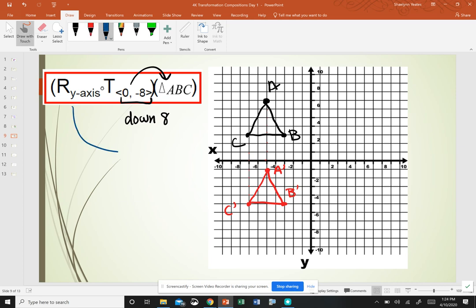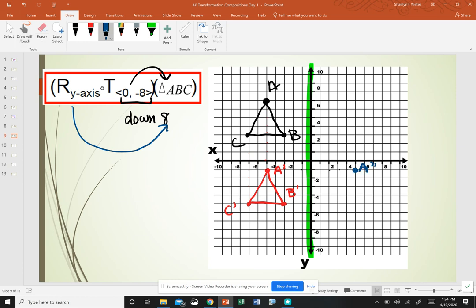Now we're going to do this reflection across the y-axis. So now we're reflecting across here. Okay, so we're going to take this and we're going to reflect. So originally we're 1, 2, 3, 4, 5 away. So we're 1, 2, 3, 4, 5 away. So this will be A double prime.